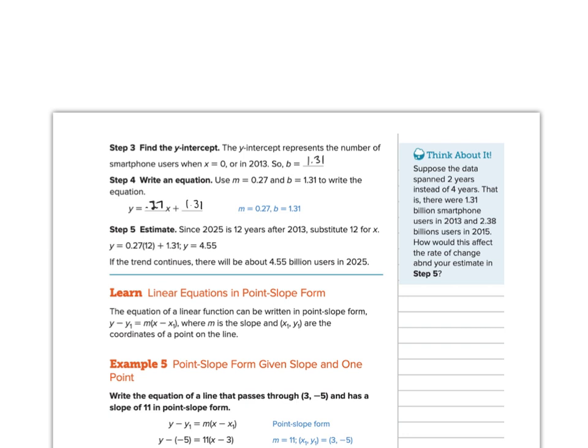And then since 2025 is what we're going to calculate, that is 12 years after 2013, we substitute 12 in for X, and we come up with 4.55 billion smartphone users.